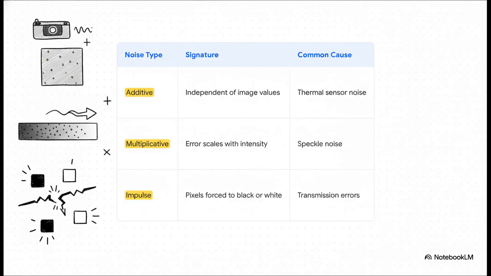And this table right here, this is basically our criminal profiler's cheat sheet. Additive noise doesn't care about the image itself. It often just comes from heat in the camera sensor. Multiplicative noise scales up with the signal. And impulse noise, that's just brute force, pixels getting slammed to pure black or pure white, usually because something went wrong when the data was being sent.